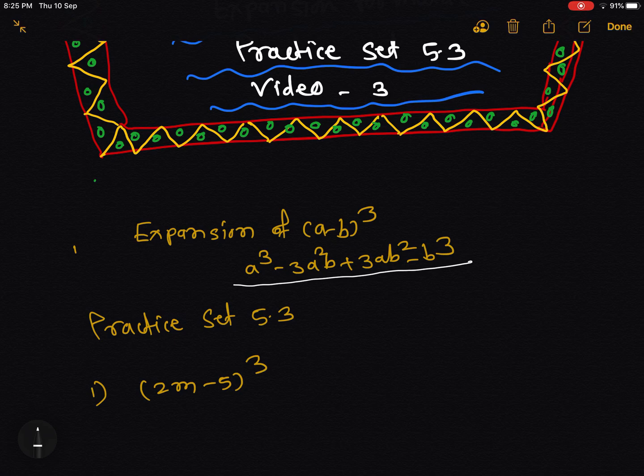We saw in the previous video the same kind of expansion formula. There it was only (a + b)³ and all terms are positive. In this expansion formula, only the second term and the last term are negative.